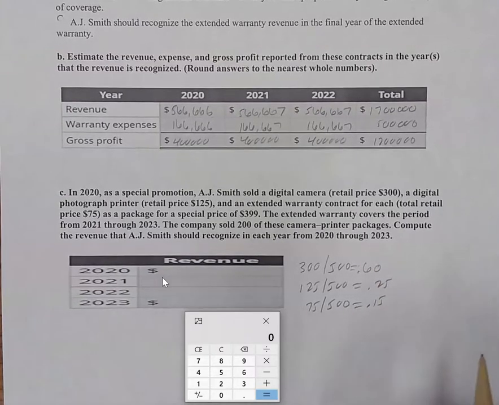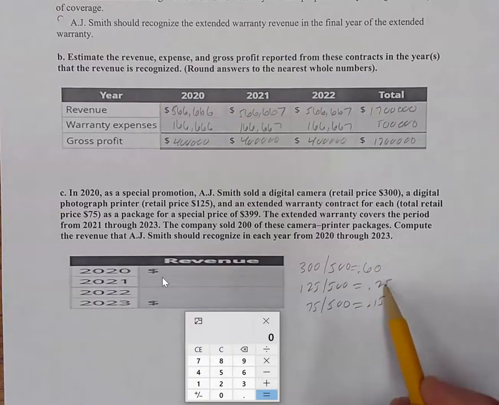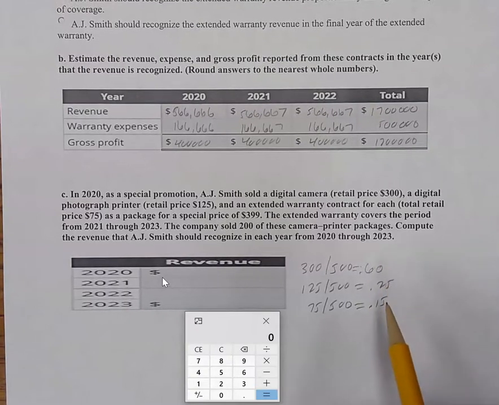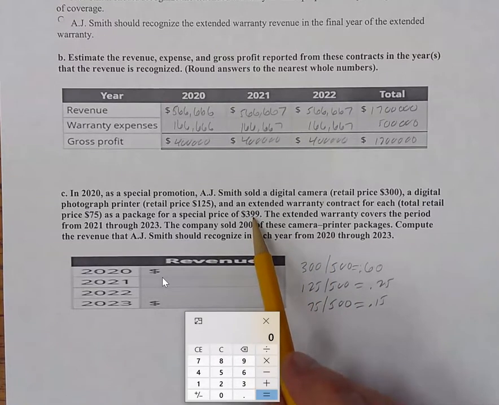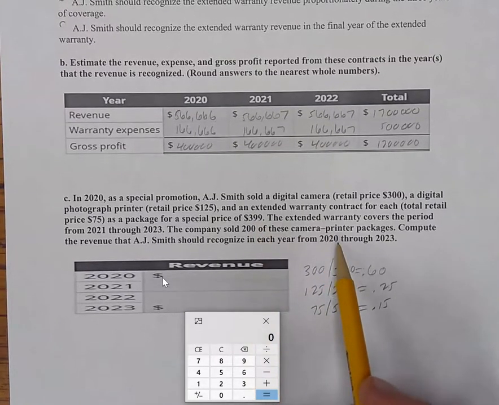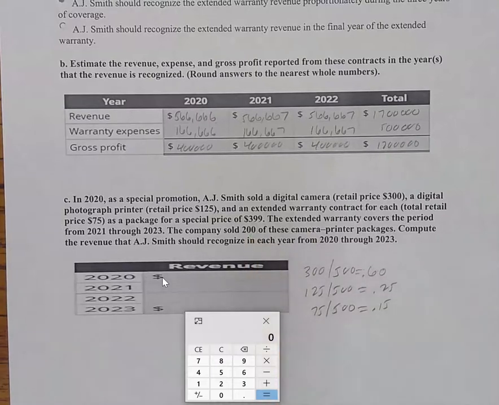Okay, so that's the first thing that we have to do. So notice, our 2 actual products account for 85% in total of the amount that we're getting. So we have to say, okay, how much actual revenue did we get? Well, we sold these for $399, and we sold 200 of them. So let's figure out what our revenue is in total. $399 times 200 of these packages gives us revenue of $79,800.